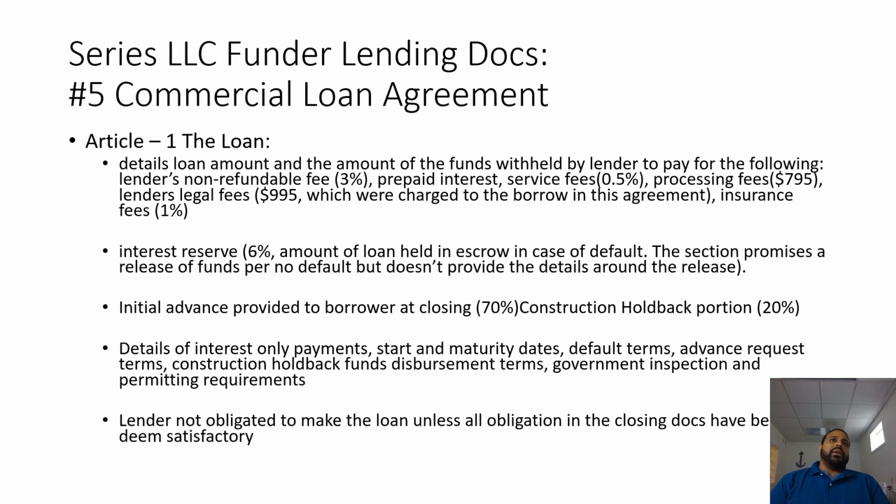The article also details the start dates and maturity dates, and the default terms, which are similar to the default terms that we've discussed before. It also went over the process for requesting advances and requesting construction funds. Within that request, the lender has the right to require government inspections, certifications, and sign-offs to accompany the request, and any type of permits that are required in the renovation that would need to be submitted along with the request for the construction funds.